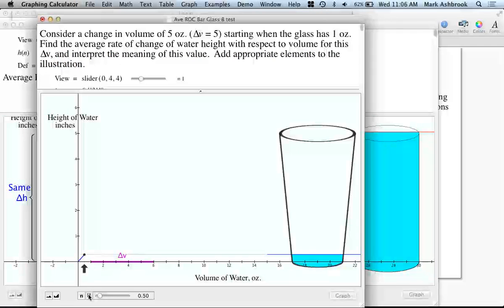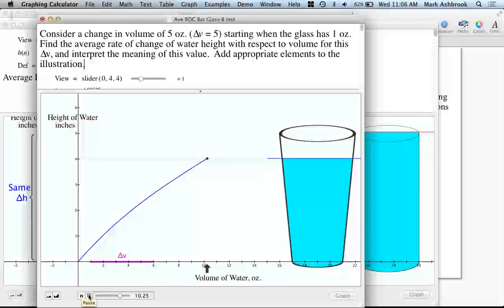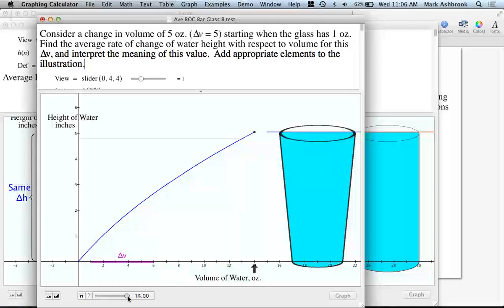I'm going to pick a different change in volume now. I want to pick the change in volume from 1 to 6, so starting at 1 ounce and ending at 6 ounces. I'm representing that on the x-axis as this purple change in volume from 1 to 6. Okay, find the average rate of change from 1 to 6.